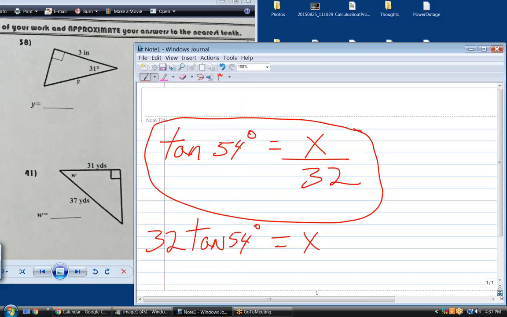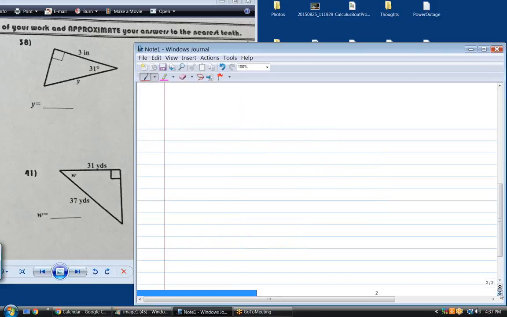All right. So in this one, what trig function do we want to use? For 38. Okay, so in other words, which trig function relates to the angle of 31 degrees, 3, and y? Cosine? Yeah. So what's the equation? That would be cosine 31 equals 3 over y.